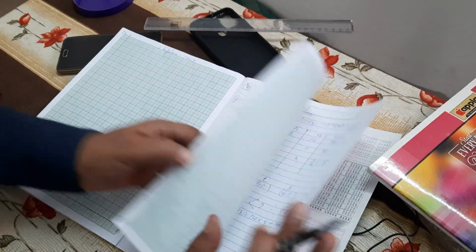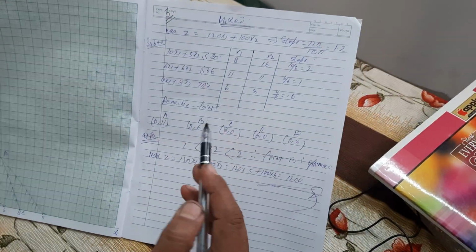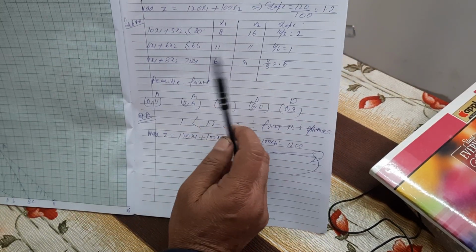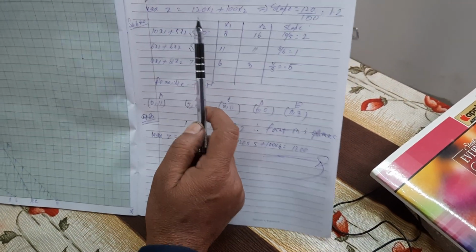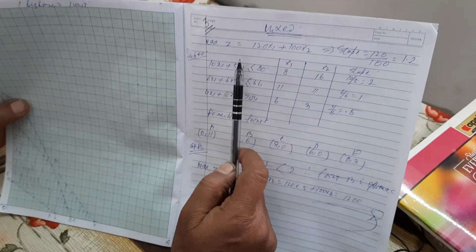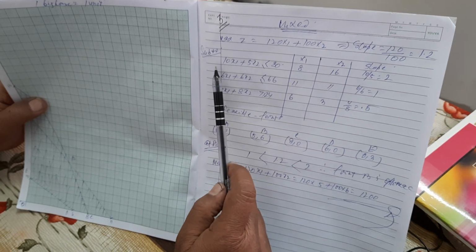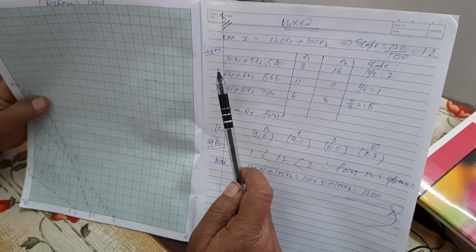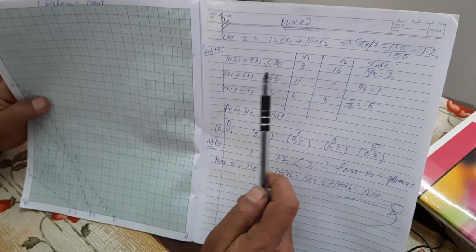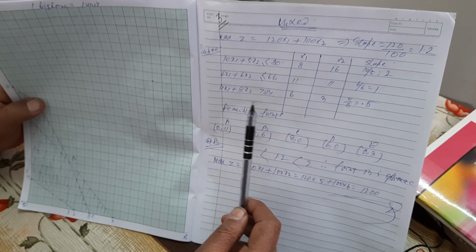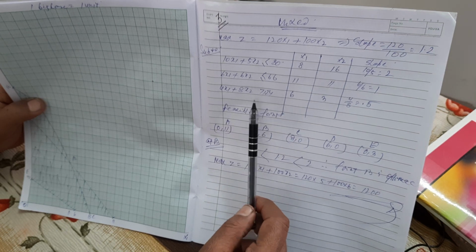And finally, I have taken a mixed constraint case, very simple. Maximize Z = 120x1 plus 100x2, its slope would be 120 by 100, that is 1.2. Now these three constraints are 10x1 plus 5x2 less than 80, 6x1 plus 6x2 less than 66, and the third constraint is in the form of greater than.